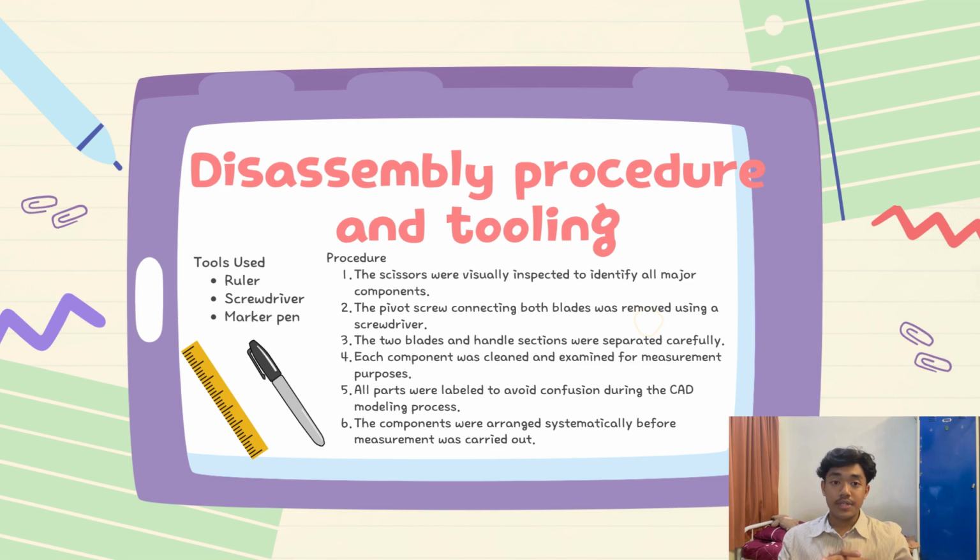And for the fifth step, all parts were labeled to avoid confusion during the CAD modeling process. And for the last step, the components were arranged systematically before measurement was carried out.